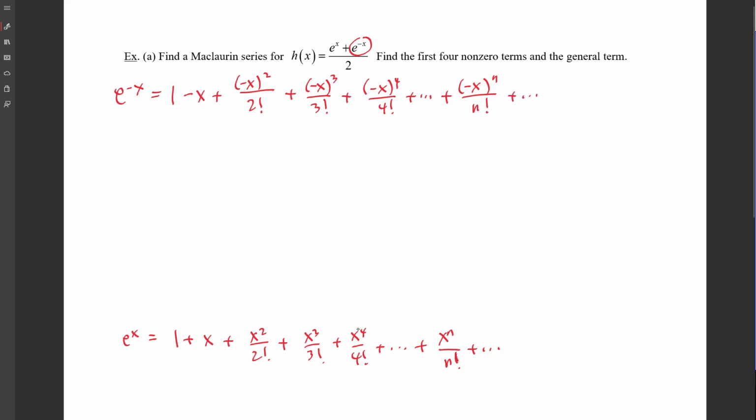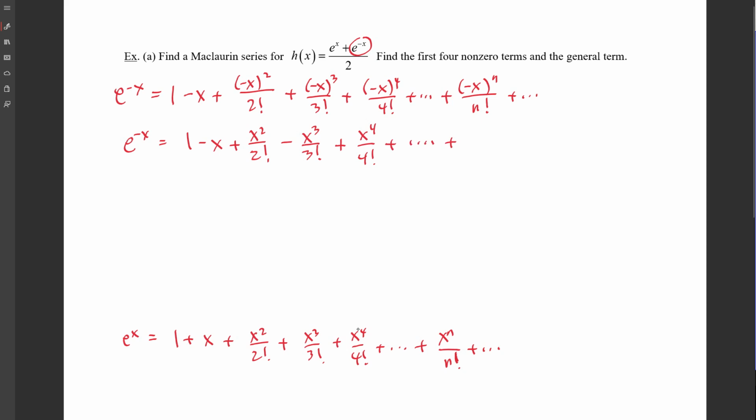All right, so the question is, what is e to the negative x? That's going to be 1 minus x plus negative x quantity squared will give me x squared over 2 factorial. Negative x to the 3rd power is going to give me negative x to the 3rd over 3 factorial. Negative x to the 4th power is going to give me positive x to the 4th over 4 factorial. And I can see the pattern that's happening here. This will be plus dot dot dot plus negative x raised to the nth power.